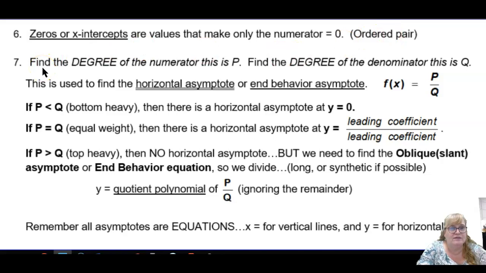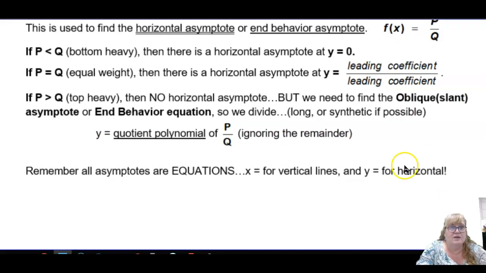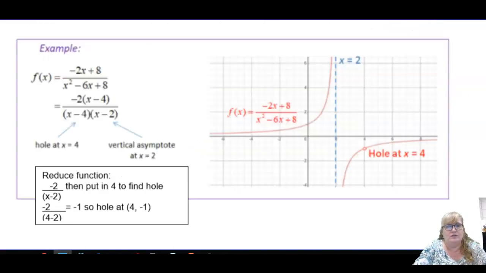And the degree, okay, if it's bottom heavy, it approaches y equals 0. If it's equal weight, it approaches leading coefficient over leading coefficient. And if it's top heavy, then you have to divide, okay? It could have a slant asymptote or an end behavior equation. To find either one, you divide and ignore the remainder, okay? Remember, when it's an asymptote, it has an equation. It's either x equals for vertical lines or y equals for any kind of horizontal or end behavior function.